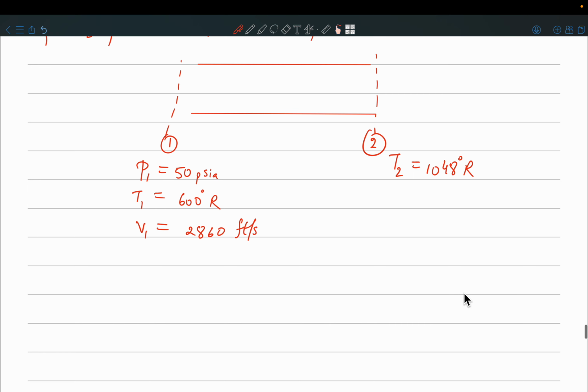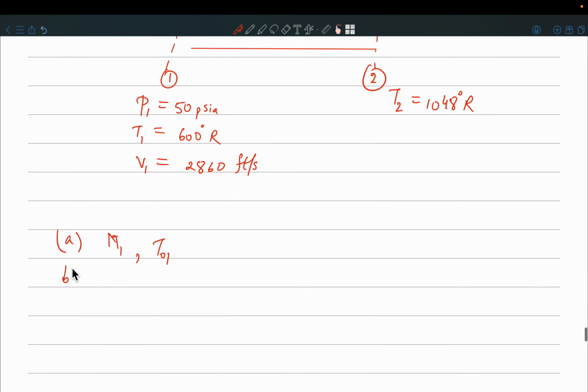Now the question, part 1, is you have to find M1, T01. The other things you have to find are V2, P2, and you have to find the change in entropy between section 1 and 2. So how will you proceed?